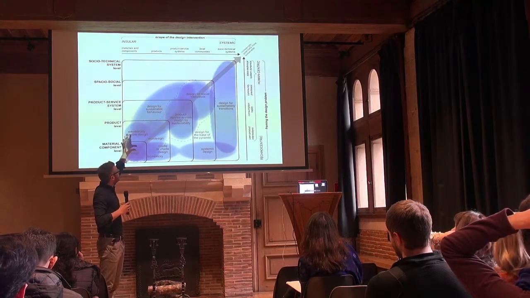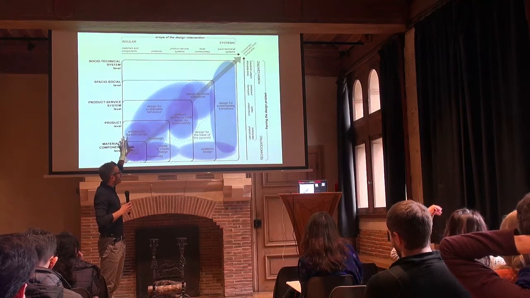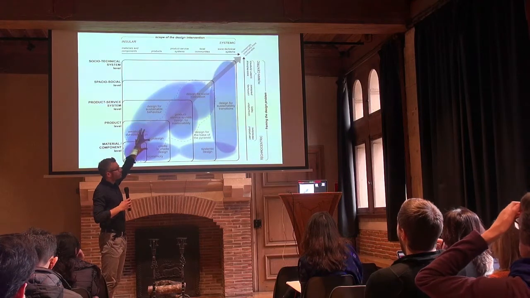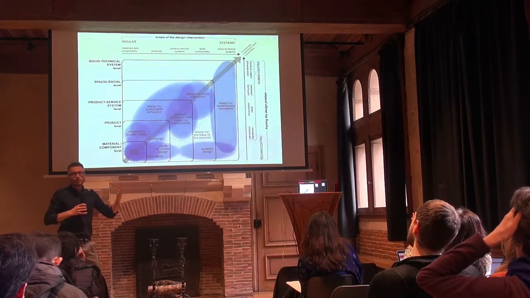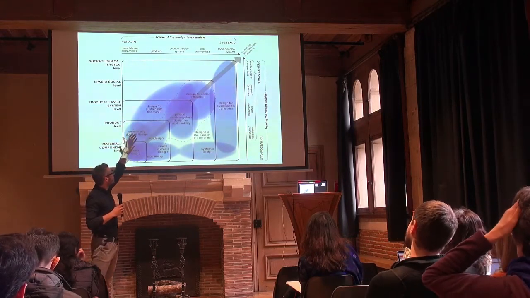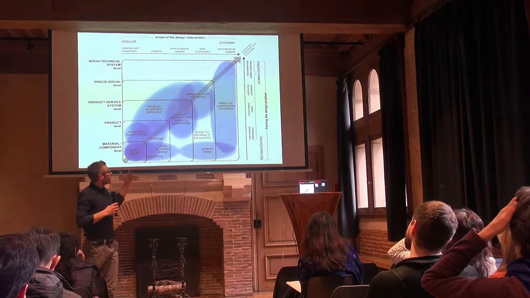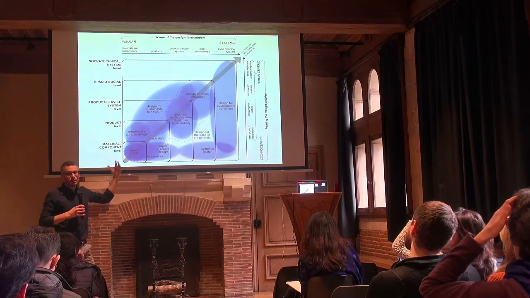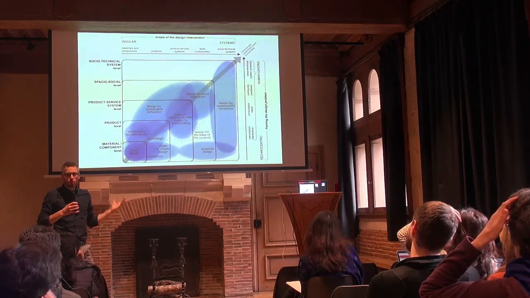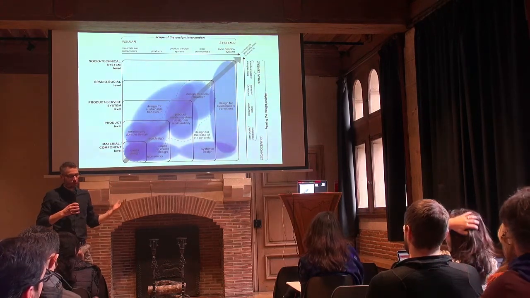We can see, for example, how design for sustainable behavior spans different innovation levels. This is what is happening at the moment. It's being applied at the product, service, and even at the social innovation level. So we can have a sort of overview of the design for sustainability landscape.